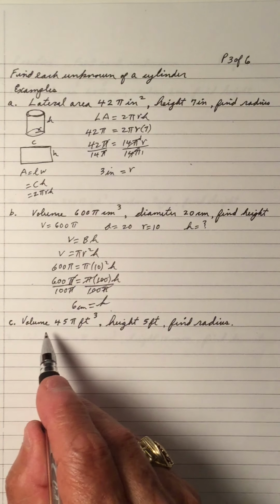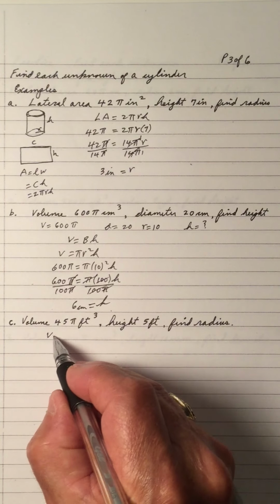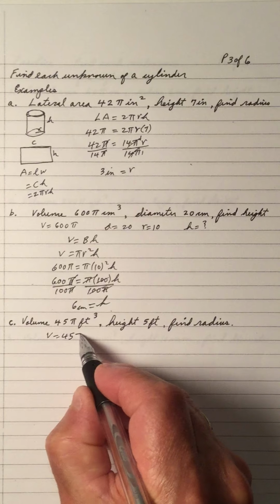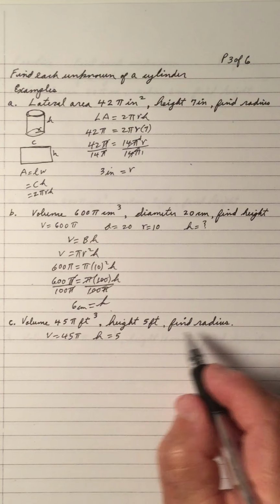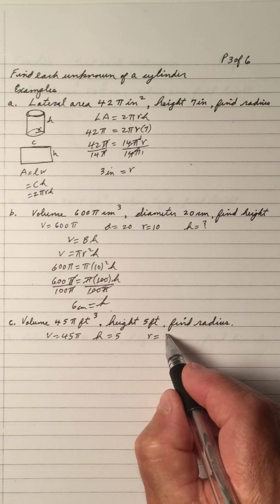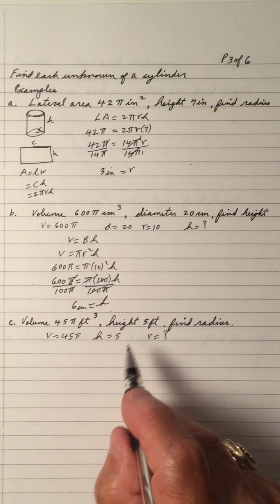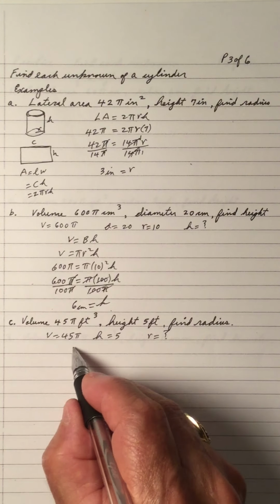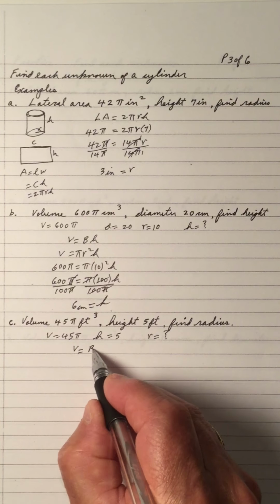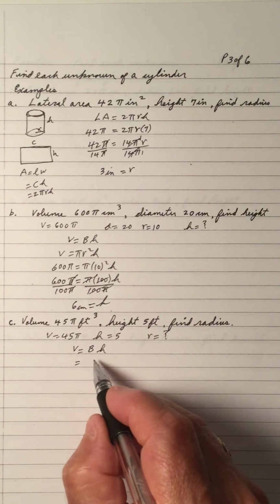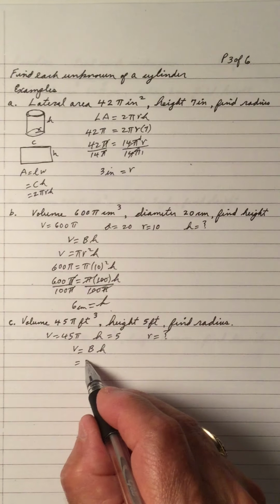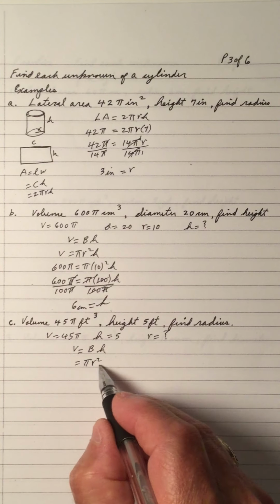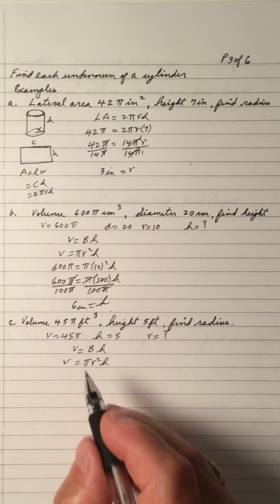C, we have a volume. Given a volume is 45 pi. We're given a height of 5, and we've got to find the radius. Radius is unknown. So we have a volume, so the volume formula again is base area times height. The base of a cylinder, as I showed you before, is a circle. So it's pi r squared times the height.